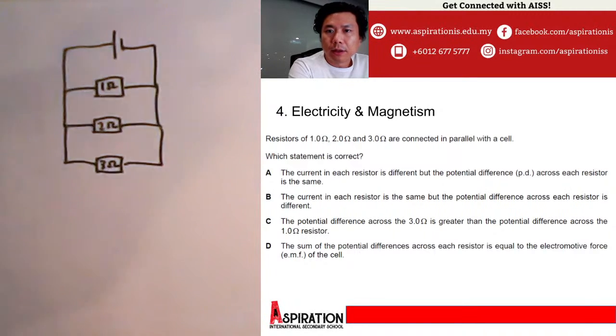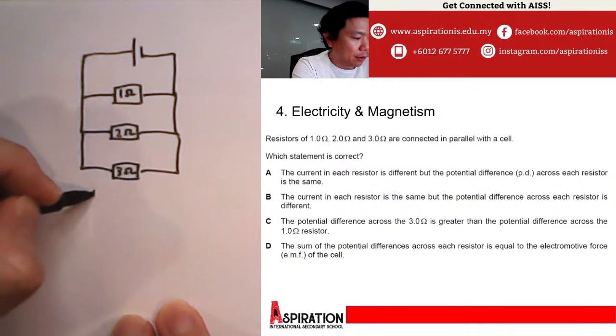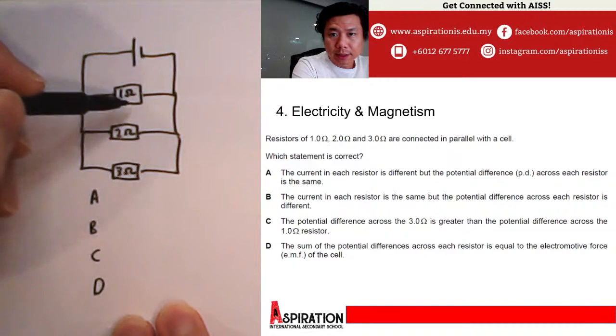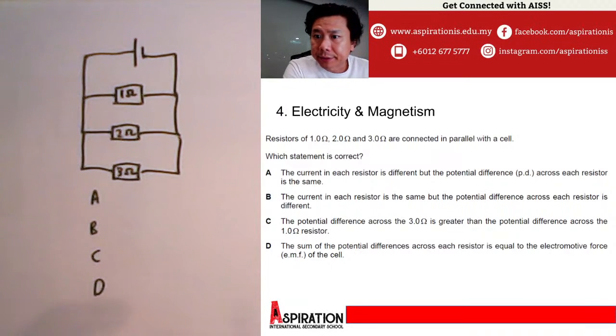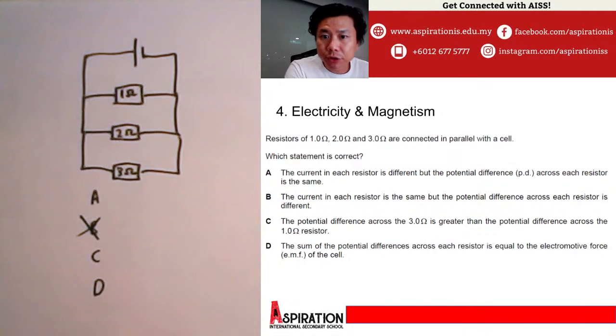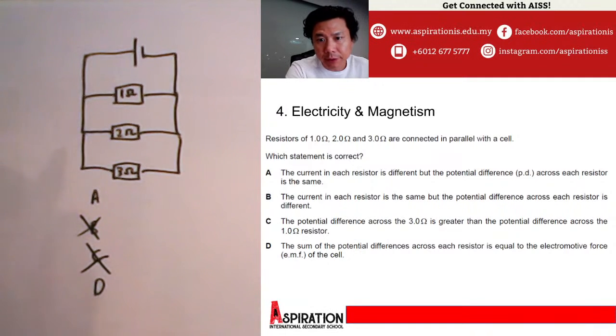So now, shall we eliminate the very obvious wrong answers? I hope you know that this is a parallel circuit, so they all have the same voltage. So B is definitely wrong because we know that the voltage is the same. So C is also wrong because it is insinuating that the voltage is different.